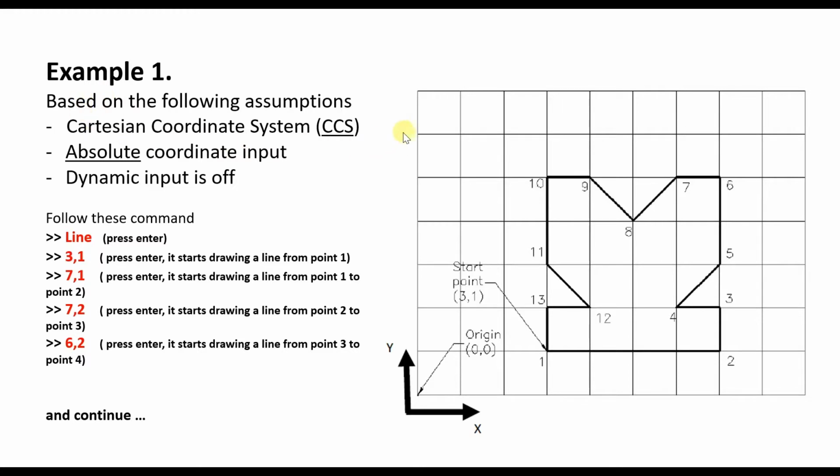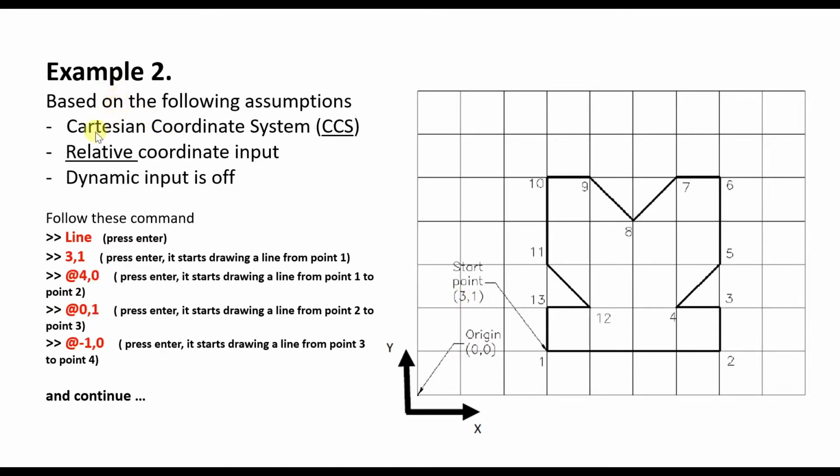Okay, and of course this is Cartesian coordinate where you have x, y, origin, and the coordinate of point 1, for instance, is 3, 1, and the coordinate of point number 2, with respect to the origin, will be 7 along x and 1 along y, as you see here. The coordinate of point number 3 will be 7 along x and 2 along the y-axis, so that'll be 7, 2, and so forth.